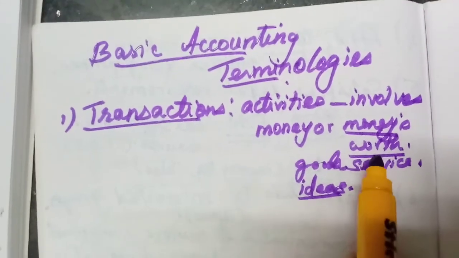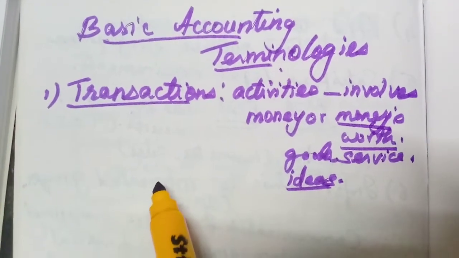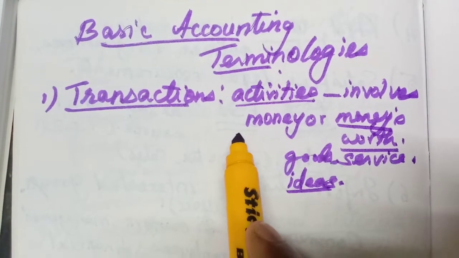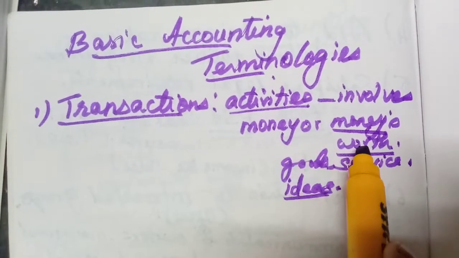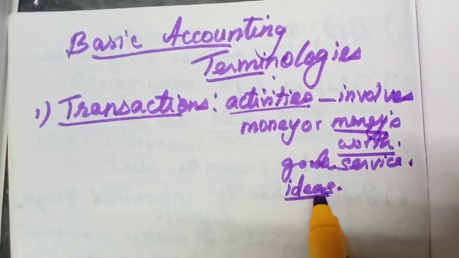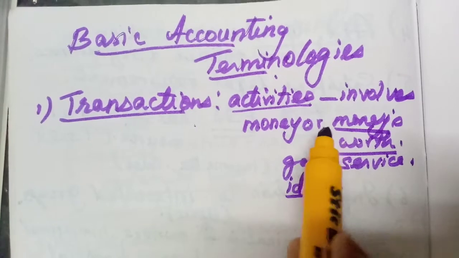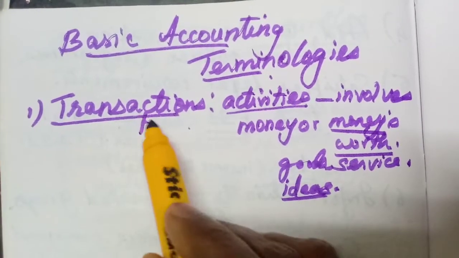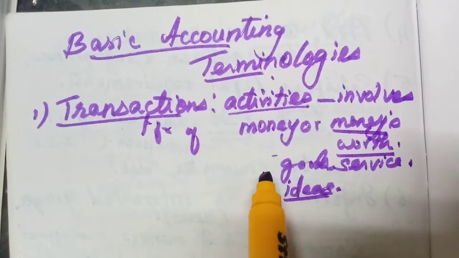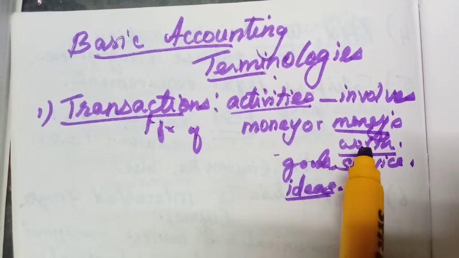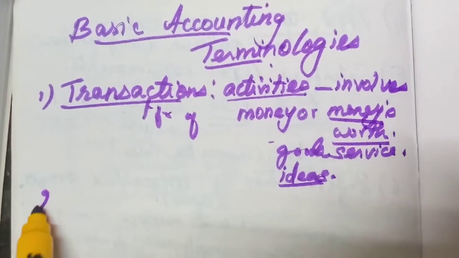So we are transferring some money or money's worth. That activity is called a transaction. So you have to remember that it is an activity that involves transferring some money. We give money and that person may give us another product, or they provide some service, or they give some ideas. So what is a transaction? A transaction is an activity that involves the transfer of money or money's worth from one person to another. One person is giving money, the other person is giving a product or rendering service or providing some ideas. Okay, that is a transaction.